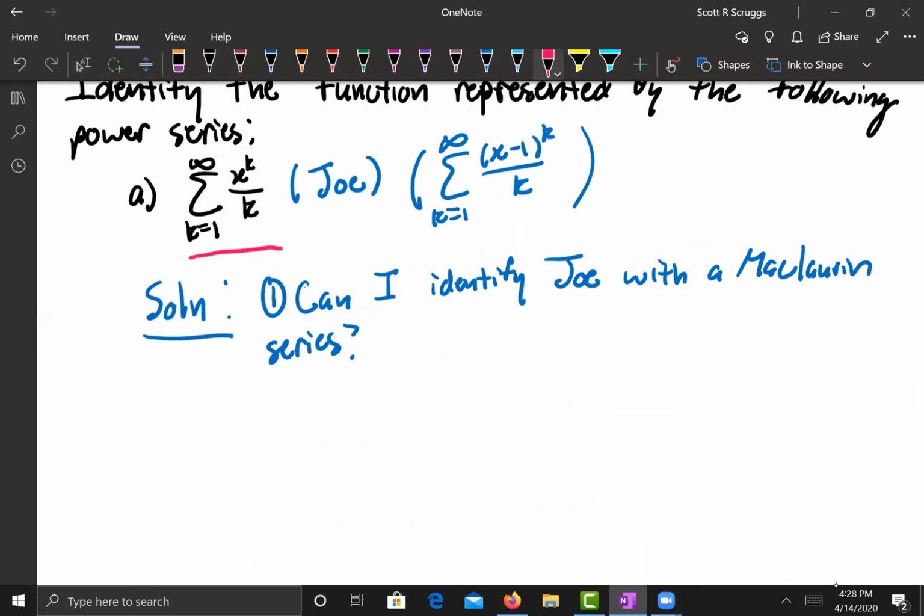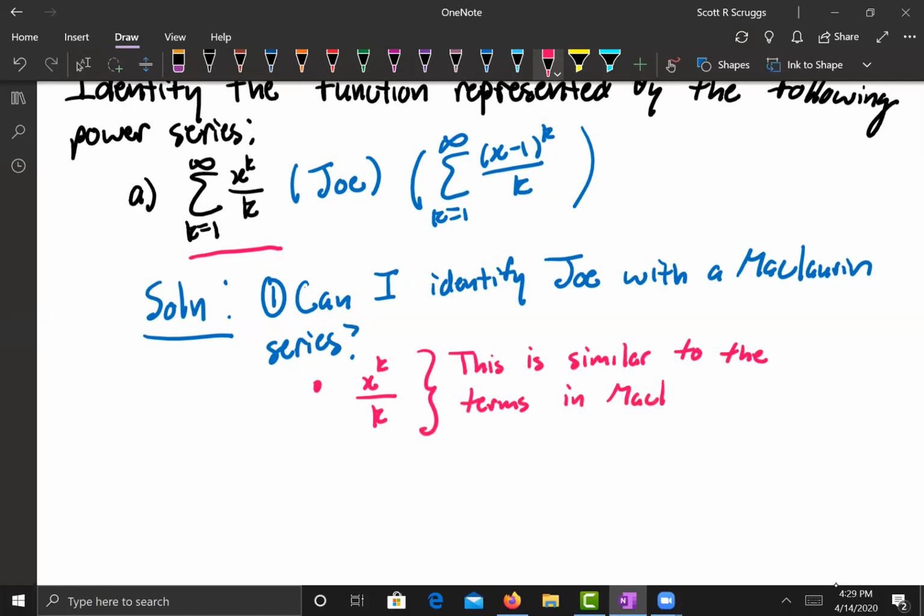But here's my thought process. Because I saw x to the k divided by k, my thought process is this is similar to the terms in the Maclaurin series of natural log of 1 plus x, which is one of the Maclaurin series that we know a good bit about.